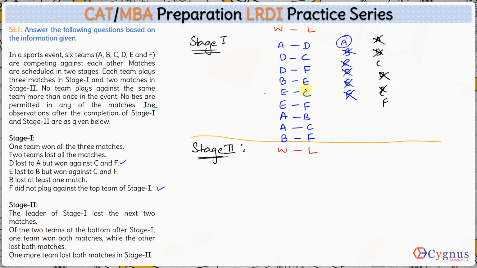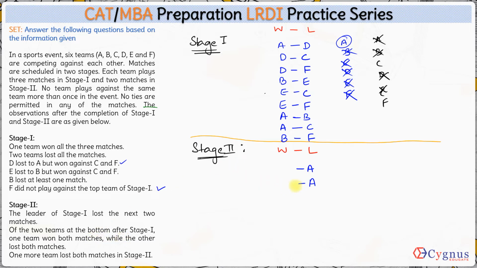Now let's come to the second stage. The leader of stage 1 lost the next 2 matches. Okay, so the leader was A here. A lost the next 2 matches in stage 2. Fine. Of the 2 teams at the bottom after stage 1, one team won both the matches while the other lost both the matches. Okay, fine.